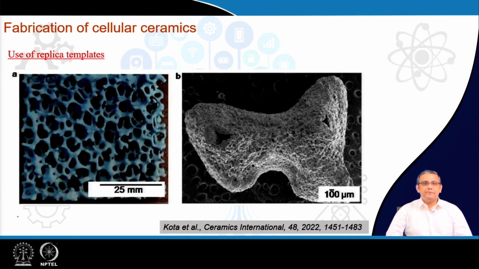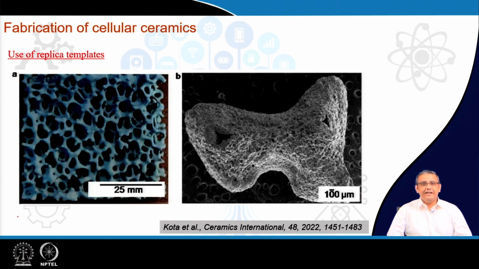A typical structure of such porous ceramics obtained using this replica technique is shown here. The left hand side image shows the ceramic foam fabricated using the polymer replica, and here we can see a very nice uniform distribution of the pores, which is controlled by the initial polymer foam. The right hand side image shows the SEM image of one such strut. There is one very interesting feature of this SEM image.